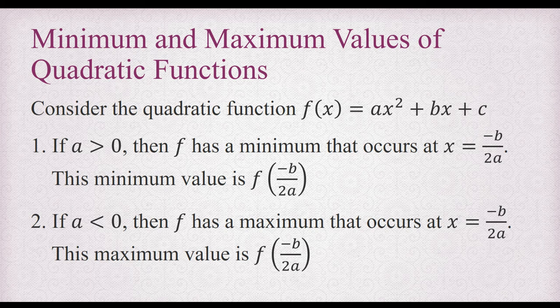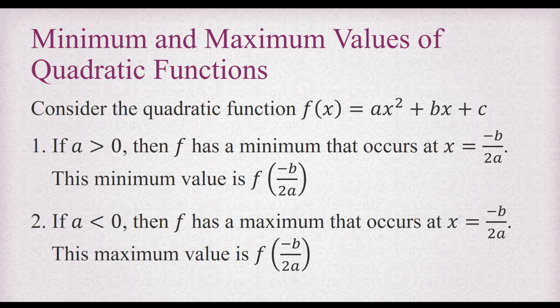So it occurs at the x value of our vertex. What the minimum value actually is, though, is the y value of the vertex, because it's f(-b/2a). So essentially, you're substituting in the value of x into the function to find the minimum value, but it's occurring at the value for x.